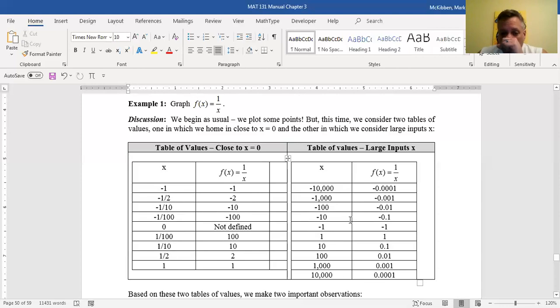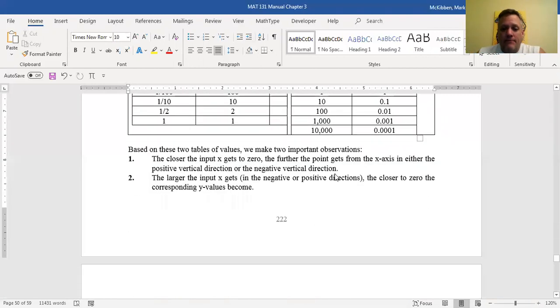Likewise over here, if you take larger and larger x values in either direction, 1 over them is going to get very, very small. Even though these are negative and these are positive, they're getting very small in the sense that the y value is getting very, very close to the x-axis. If you put these two together, we have two observations. The closer the input gets to 0, the further the point gets from the x-axis in either direction. It's either going up or going down. And the larger the input gets, the closer the graph gets to 0.